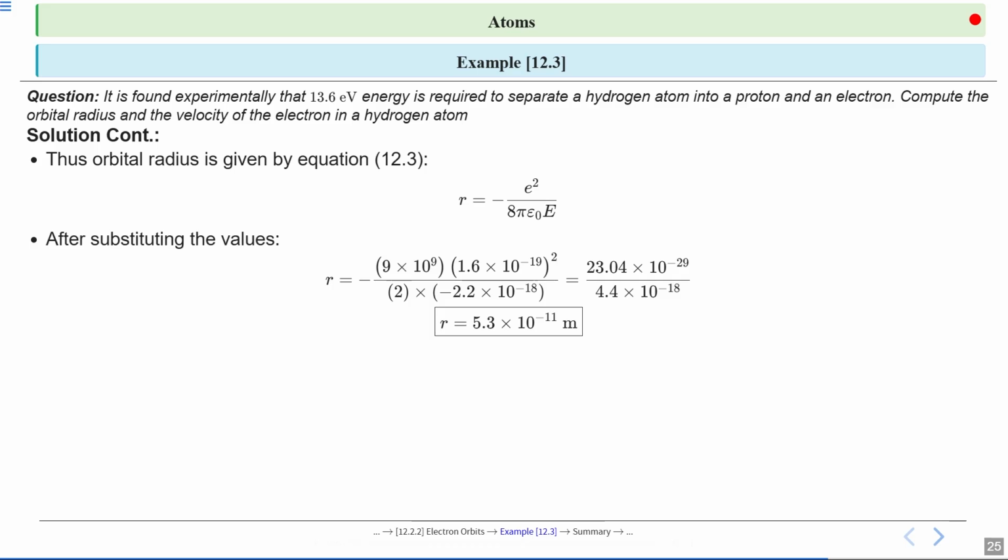Okay, so this is the radius of the orbit of the electron in the hydrogen atom at the ground state. It is called Bohr's radius and it is a fundamental constant in atomic physics. Its value is 5.3 times 10 to the power minus 11 meters. Okay, so it tells us the most probable distance between the electron and the nucleus in a hydrogen atom.